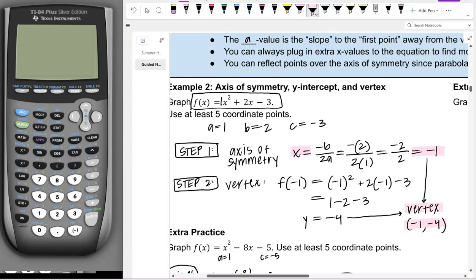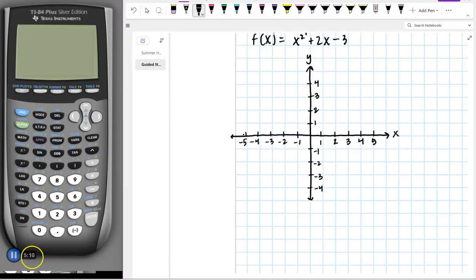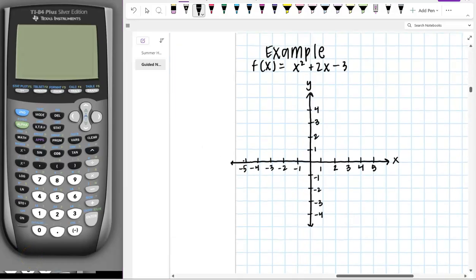The vertex should always be on the axis of symmetry because it has the same x value as the axis of symmetry. And the vertex should be in the middle of the parabola. In order to graph this, I'm going to make some graph paper on my background. Remember, you can do that on OneNote by clicking View and then changing your rule lines in the back.